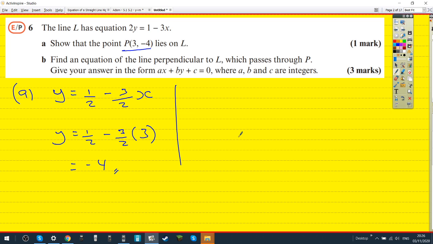Could you sub in just minus 4, would it still work? Would it give you x? Or is that not possible? It would take more work if you put in minus 4 for y. You have to subtract a half from both sides and divide both sides by minus 3 over 2 to get x equals. Because you already have it as y equals, it's much easier to just sub in 3 and calculate and get minus 4. Okay.